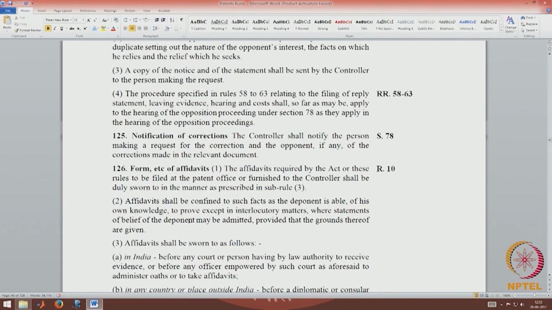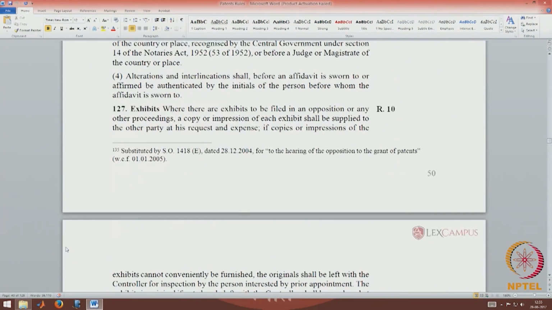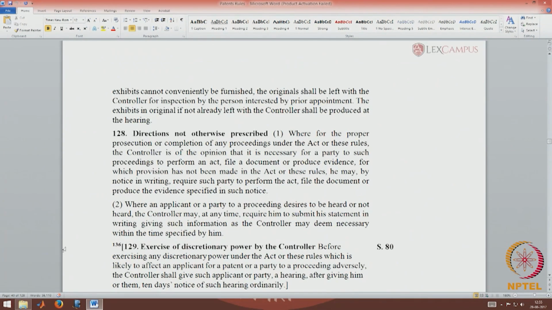Notification of corrections, form of affidavits, if they are filed in India, how it is to be done. If they are filed in a country or sworn in a country outside India, then you have to go as per the Diplomatic and Consular Offices Oaths and Fees Act. It has to be complied with. They have to be apostilled. There is a process for doing that.